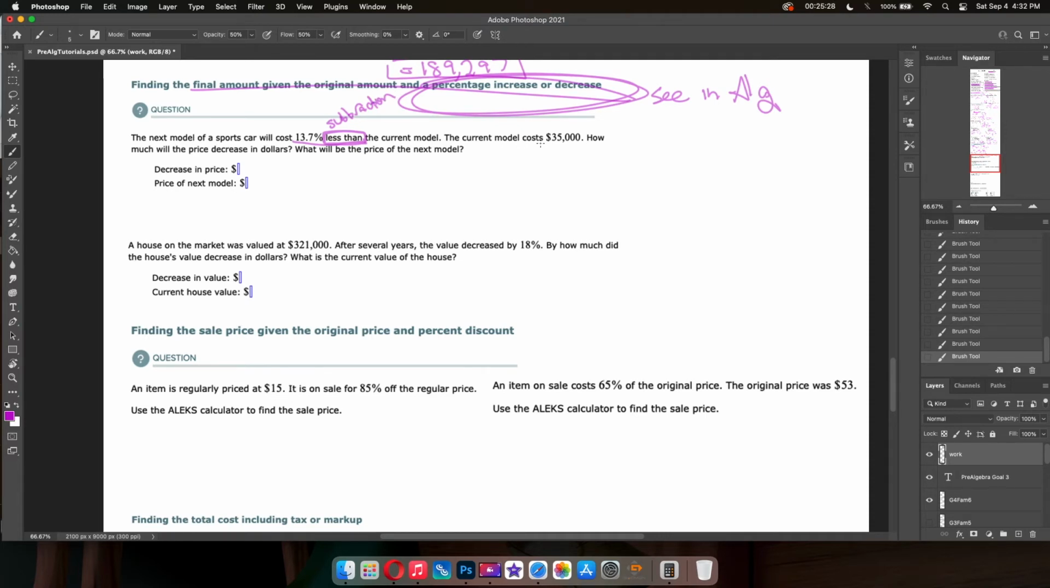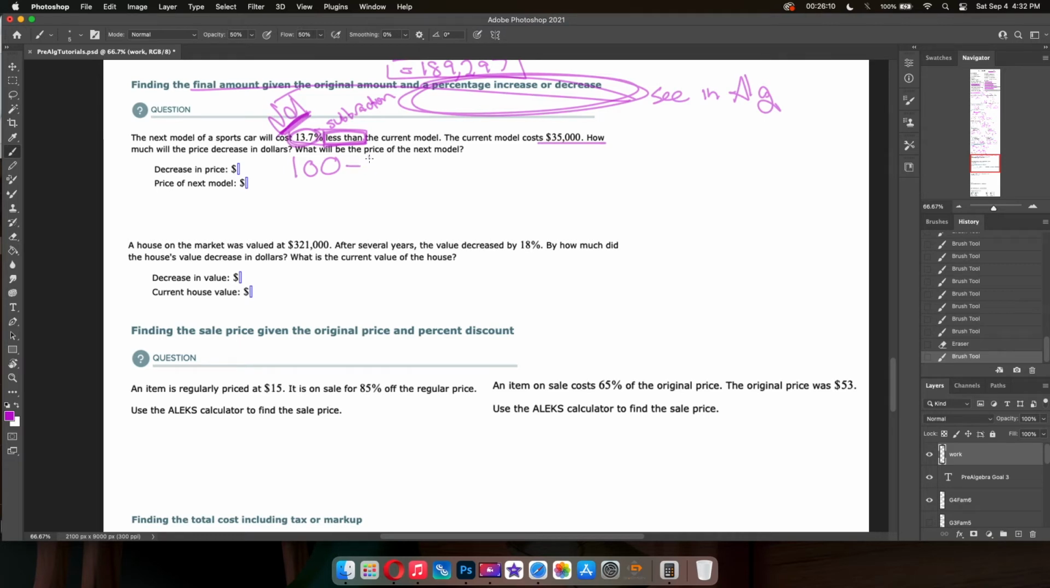And the current model is thus. So how much will the price decrease in dollars? Here's the thing: because they're giving you the "less than," and that's a word for subtraction, this is not the number we are going to be using for our computation. When you see this in a percent problem, that is a tip-off that you're actually going to have an extra step. And here's our extra step. It is going to be 100, and then it will either be plus or minus depending on what they tell you to do. In this particular case, it's going to be minus because they gave us the word for subtraction.